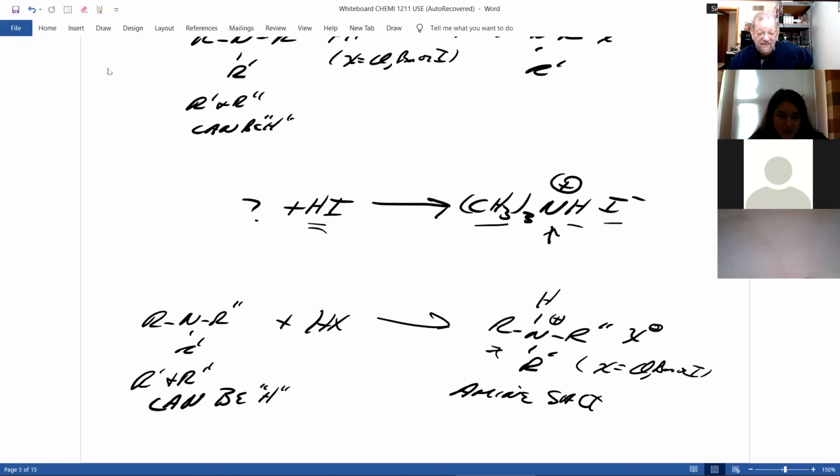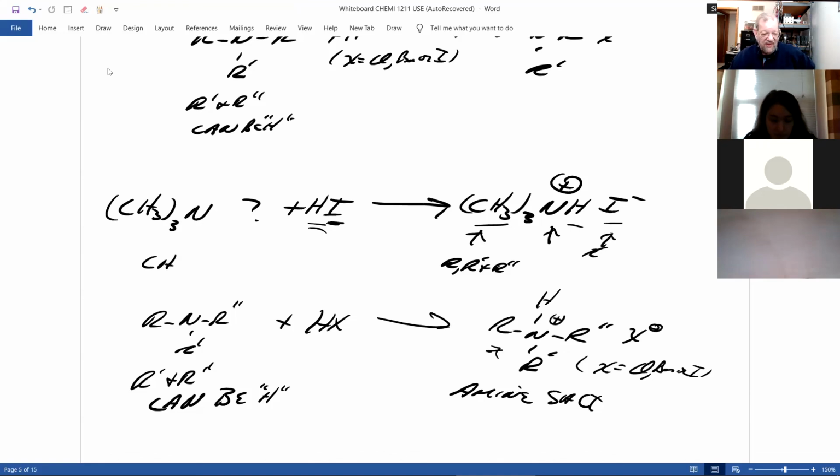And if we look up here, I can say R double prime and R triple prime are methyls, and my halogen is iodine. And we know that already. So we take trimethylamine, which I can draw that way, or on a test, you could also draw it this way. And that's how you do it.